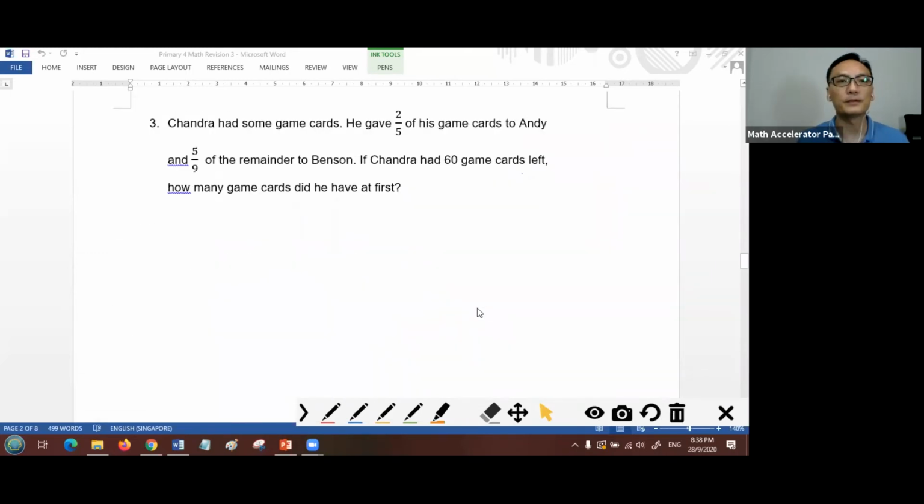Okay, this is question 3. So in this question, let me read one more time to you. Chandra has some game cards. He gave 2/5 of his game cards to Andy and 5/9 of the remainder to Benson. If Chandra had 60 game cards left, how many game cards did he have at first?